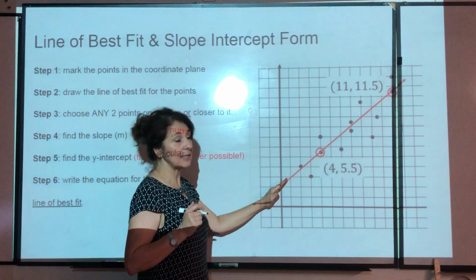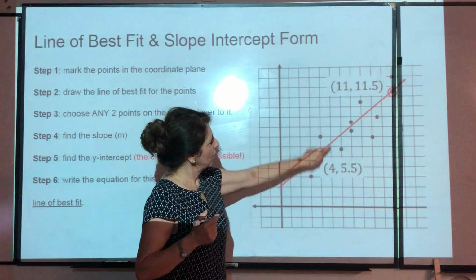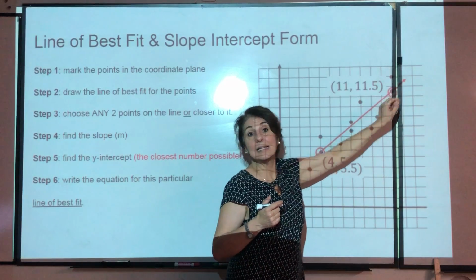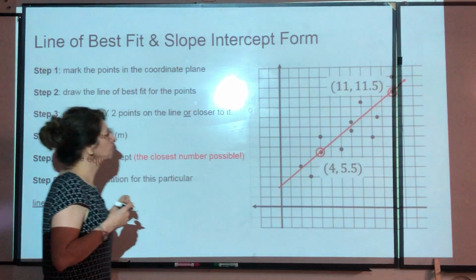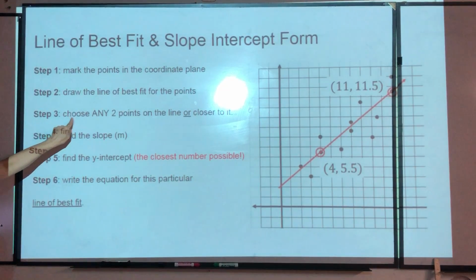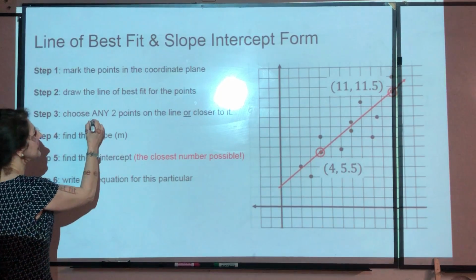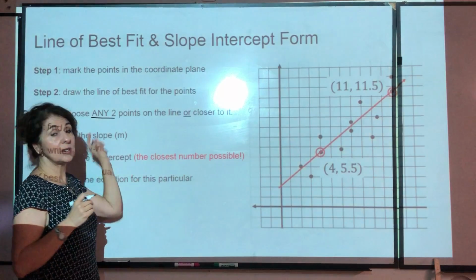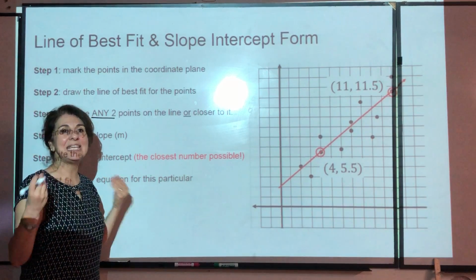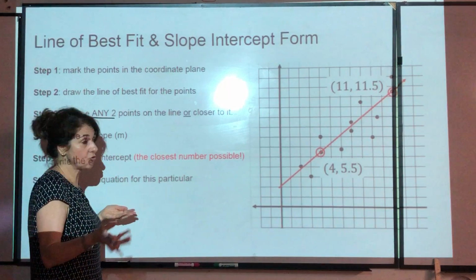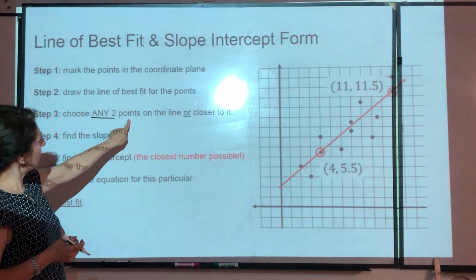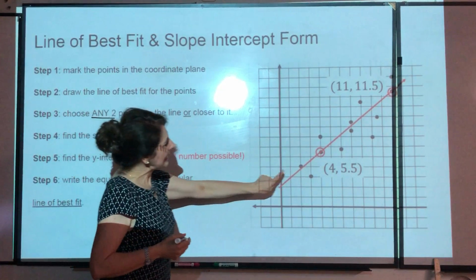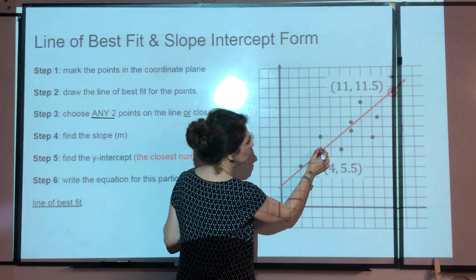So this is the line that was drawn. The points were here. The line in red is the line of best fit. Then choose any 2 points, and this is important, any 2 points. This is what is going to give us the different characteristic for each line that we draw. So choose any 2 points on the line or closer to it. So here, the points that were chosen were these ones.